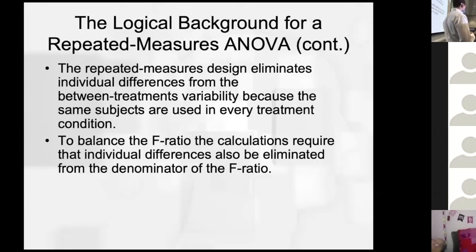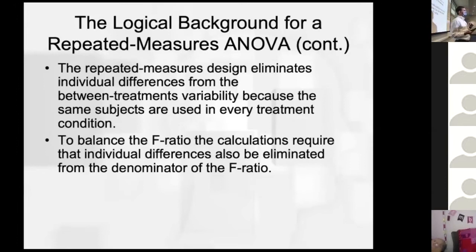So the repeated measures design eliminates those individual differences from the between treatments variability. Like I said, because we're using the same subjects each time. To balance the F ratio, the calculations require that the individual differences also be eliminated from that denominator. And so we'll go over how to do that as well.